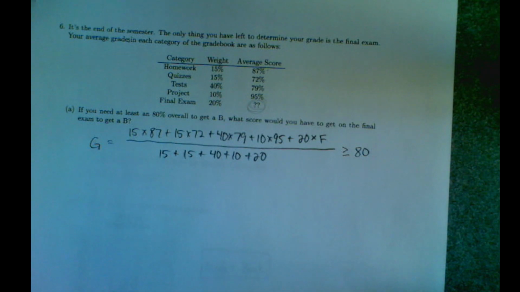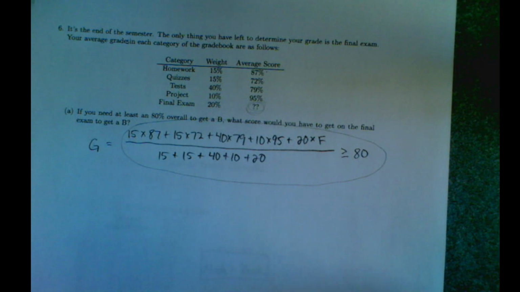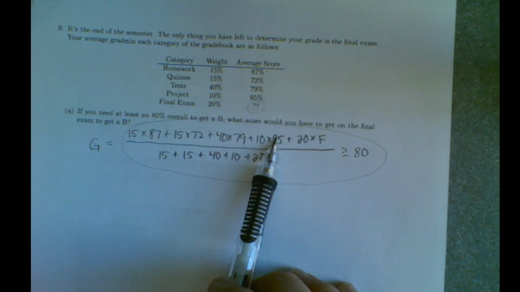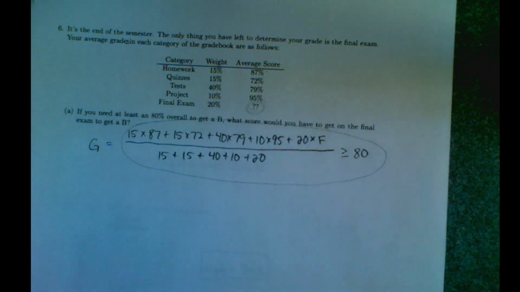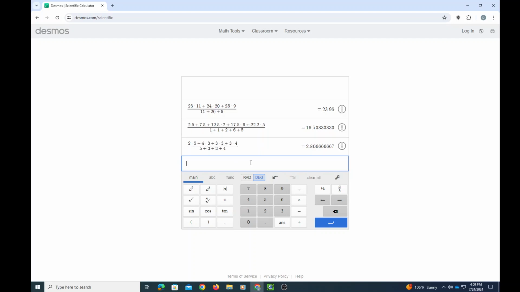So what we want to do is take this inequality and solve it for F. That may seem like a big challenge, but it's not really. We just need to simplify a little bit. Let's punch some of these things into our calculator so that we can simplify. So I want to do 15 times 87 plus 15 times 72 plus 40 times 79 plus 10 times 95.